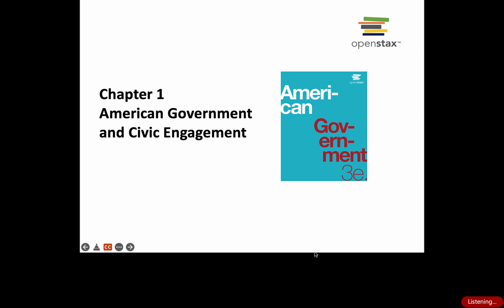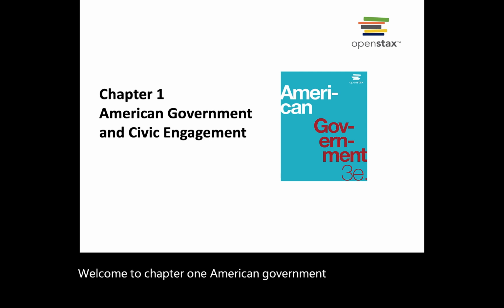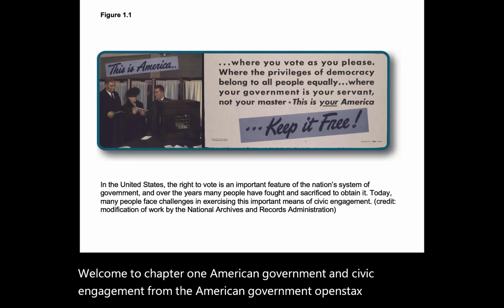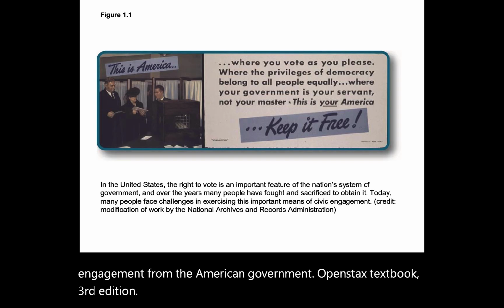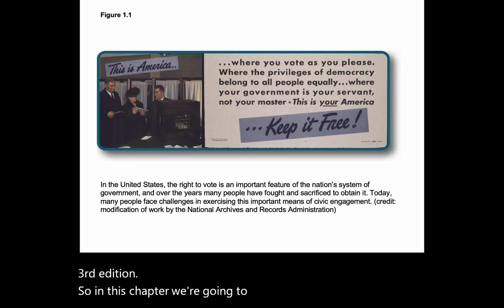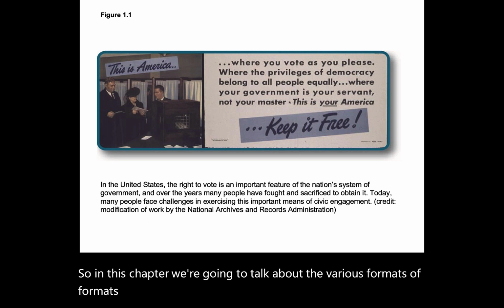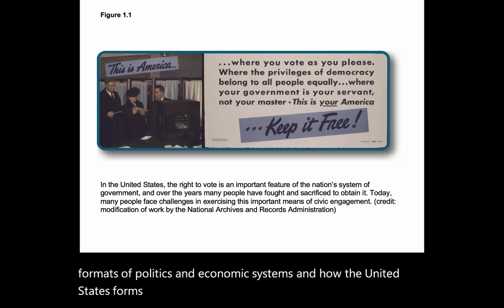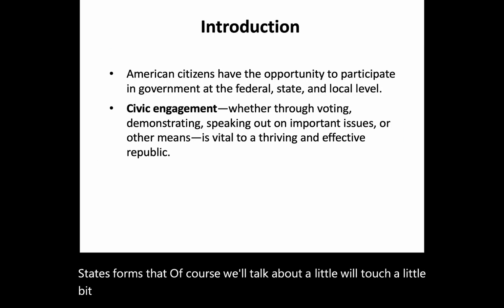Welcome to Chapter 1, American Government and Civic Engagement, from the American Government OpenStax textbook, 3rd edition. In this chapter, we're going to talk about the various formats of politics and economic systems and how the United States forms that. Of course, we'll touch a little bit on civic engagement.